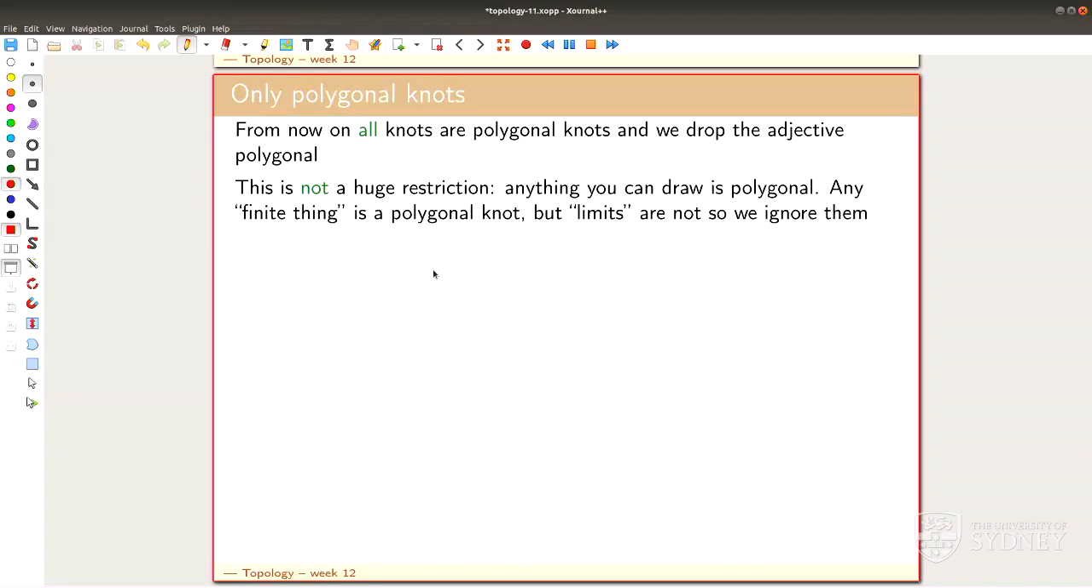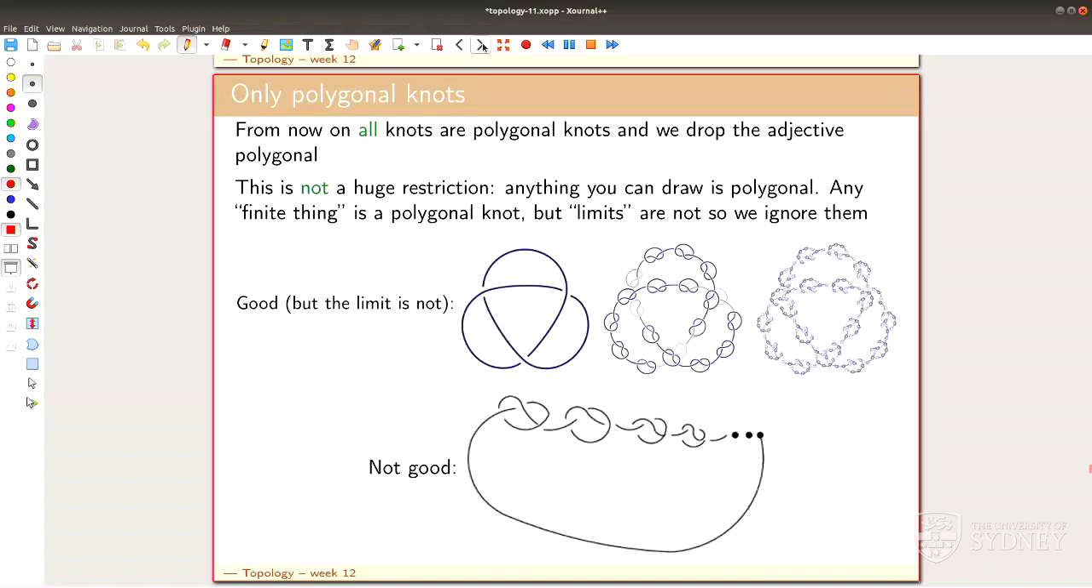We'll kind of kick out strange things. Everything you can ever draw in finite time will be a polygon knot, because you can draw it in finite time, you can also just draw it as a polygon knot. But kind of very strange limit type objects that exist in the continuous definition of a knot, which is just a continuous embedding of the circle into space, are not polygons. And we just kicked them out of our theory.